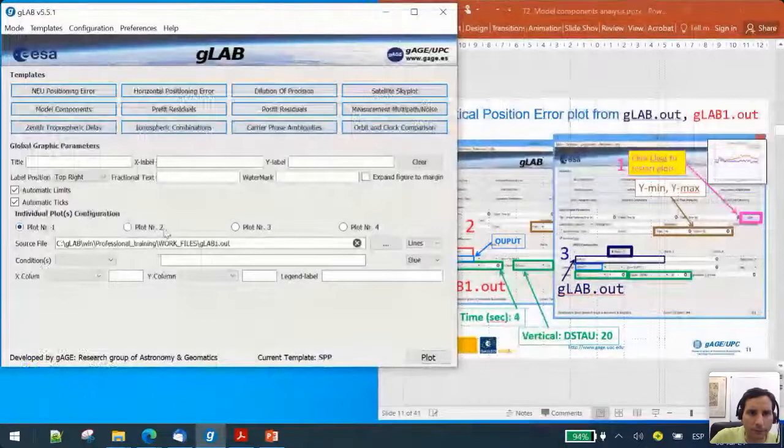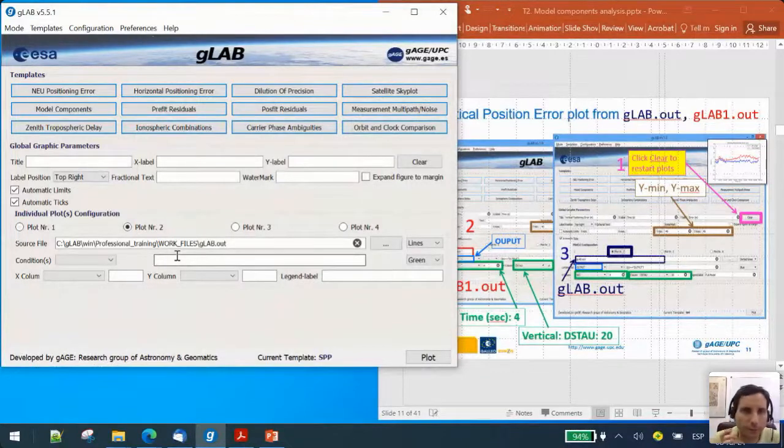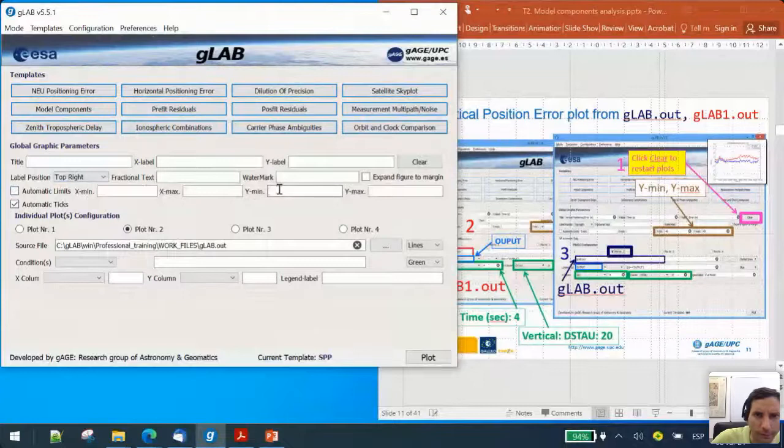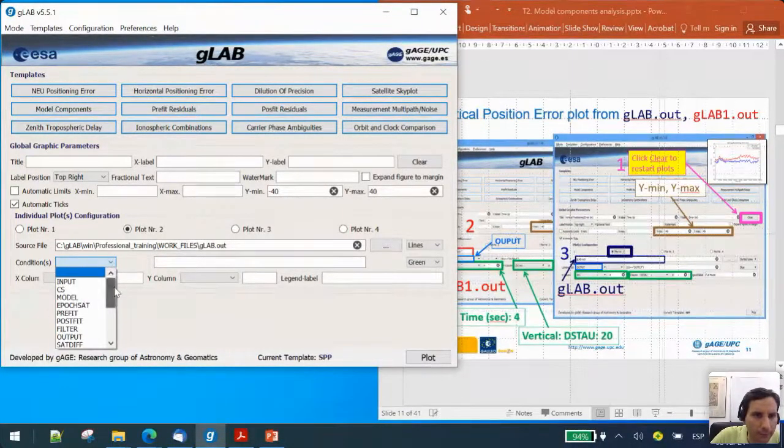And so you can follow my steps, or you can follow your own steps in the slide, and we will reach the same point. Let's put also the limits, minus 40 to plus 40, and then, to plot the error, we need to select the output.